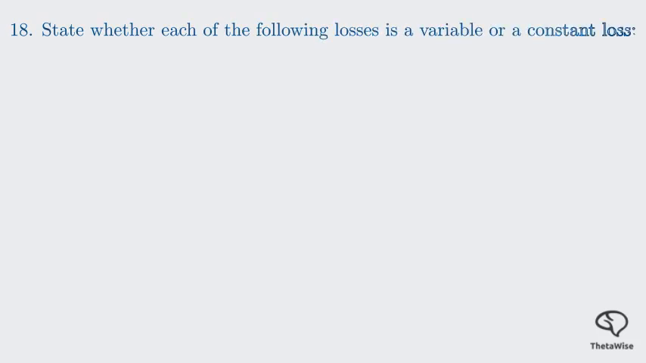We're almost there. Let's wrap up with the final questions on transformer losses. Question 18 asks us to state whether copper and iron losses are variable or constant. Copper losses, or I²R losses, occur in the windings due to the flow of current. The current flowing through the transformer is not constant. It depends on the load connected to it. Therefore, copper losses are variable losses.